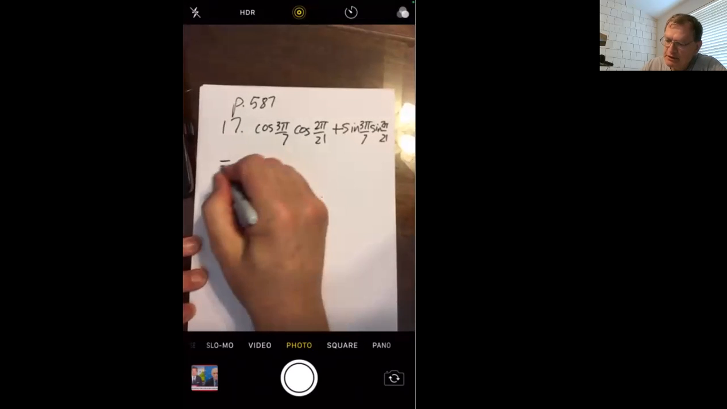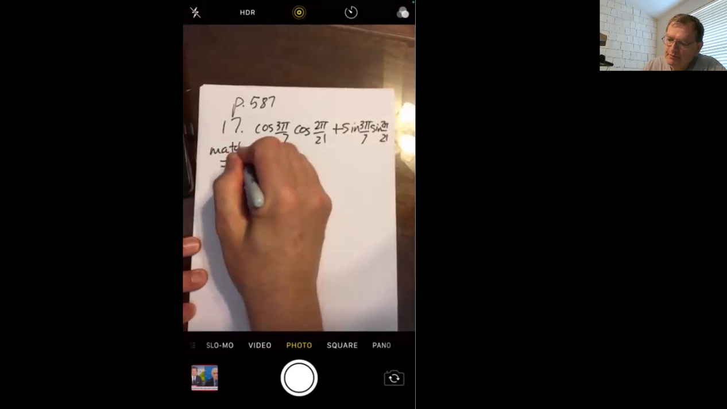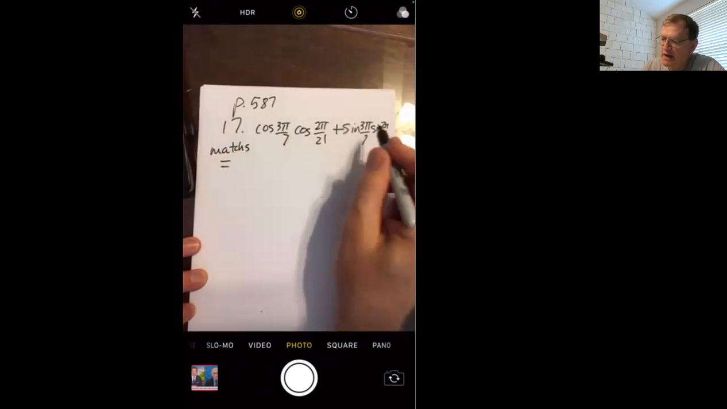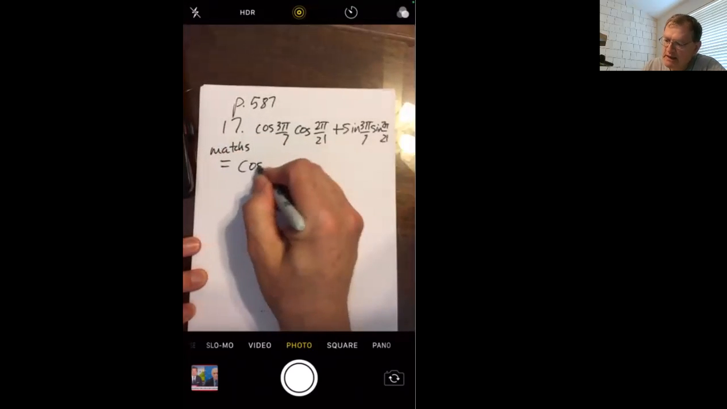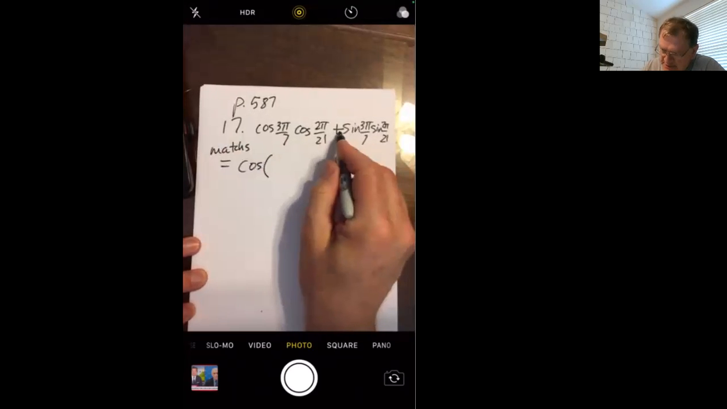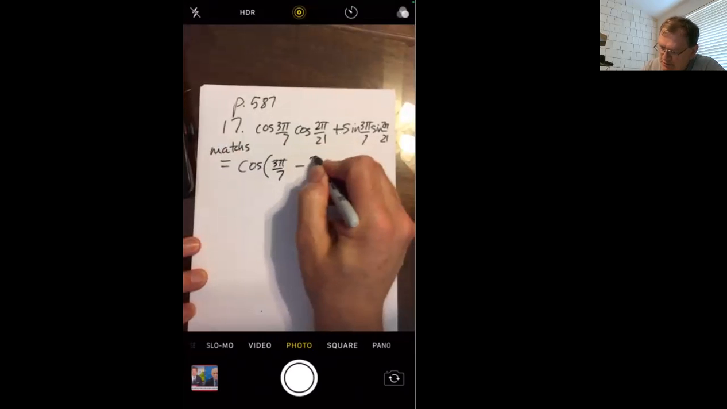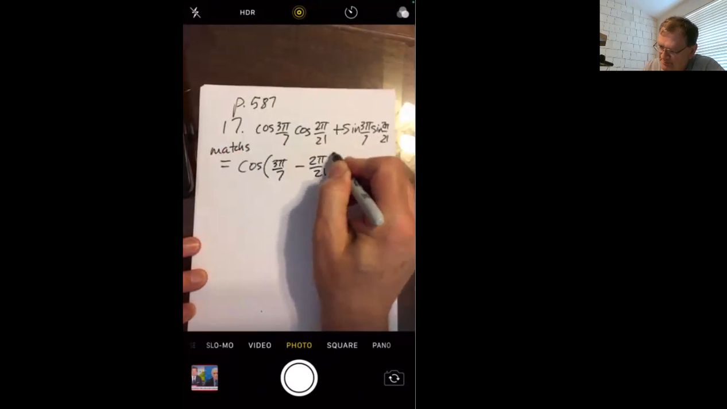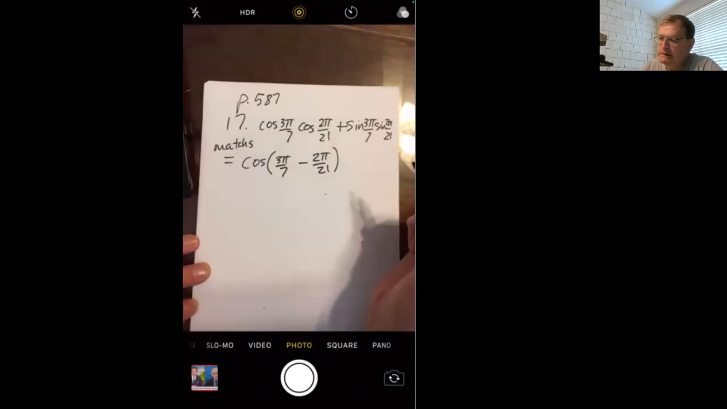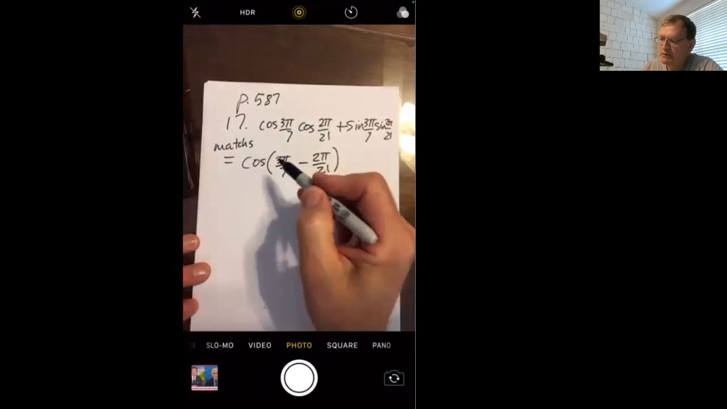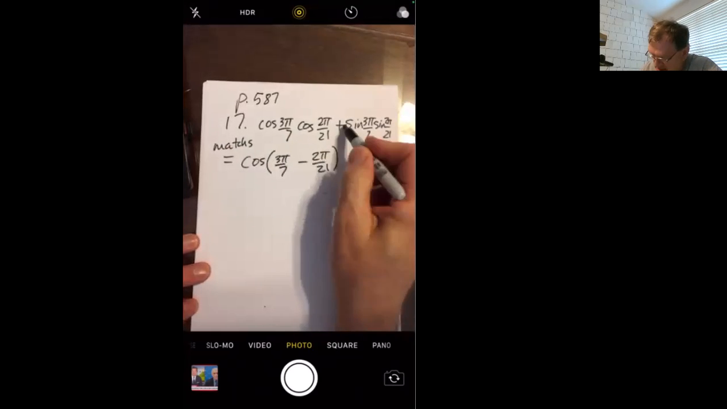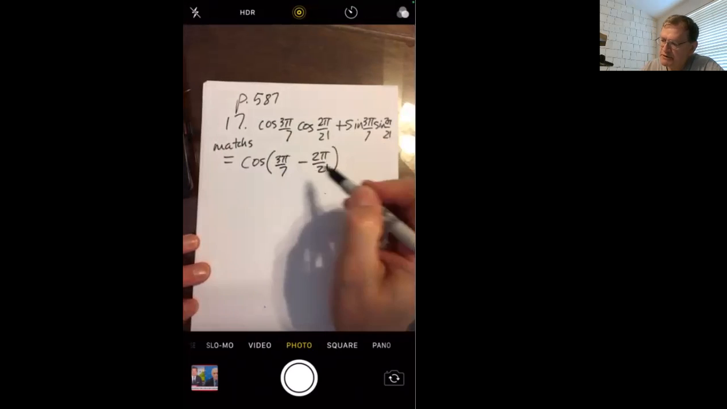This would match. Yeah, it goes cosine, cosine, sine, sine. So that matches a cosine, and you'd have to have the opposite sign to this. So it would match a cosine of 3 pi over 7 minus 2 pi over 21. So cosine, cosine second, opposite sign, sine first, sine second.